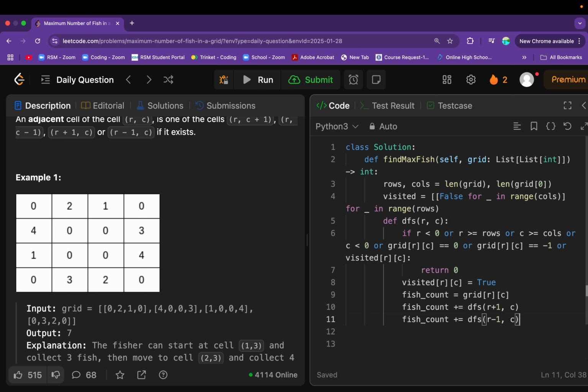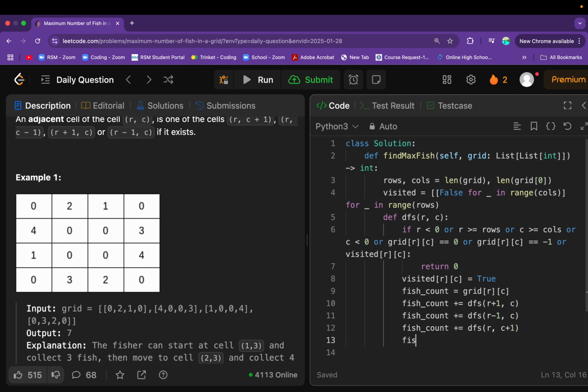And the next thing we actually have to check is the other C values. So fish count plus equals DFS at R, C plus 1. And finally, we'll have fish count be incremented by DFS at R, C minus 1. Those are literally just the 4 directionally adjacent cells.